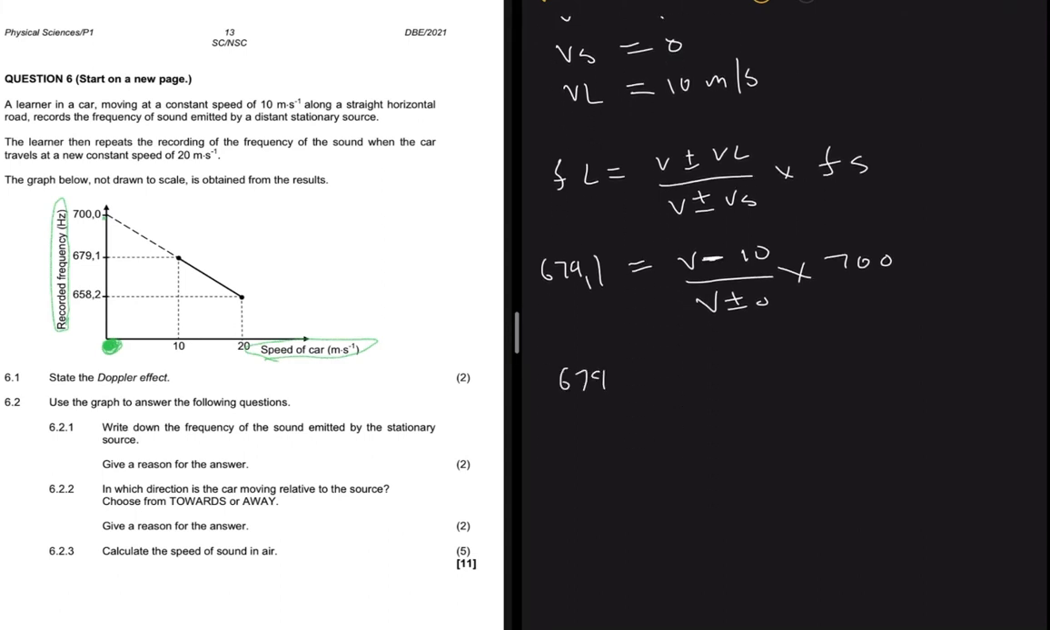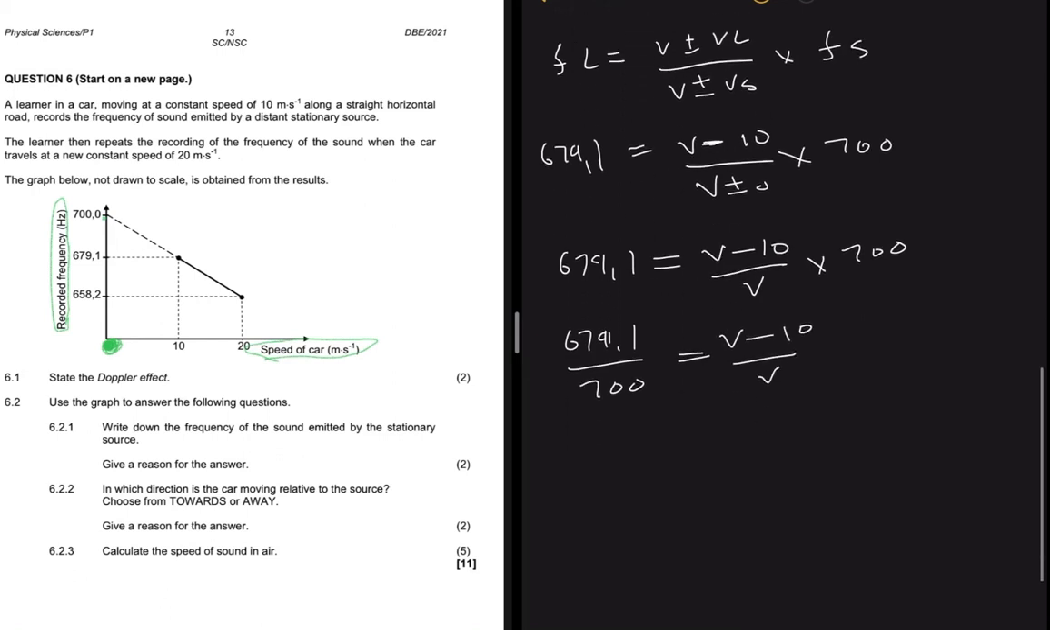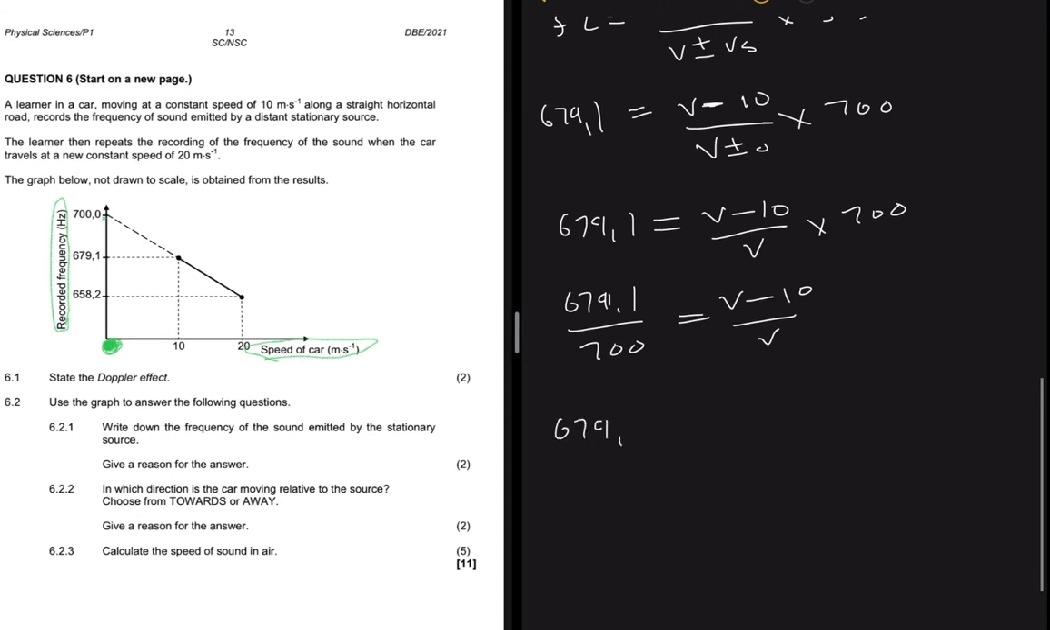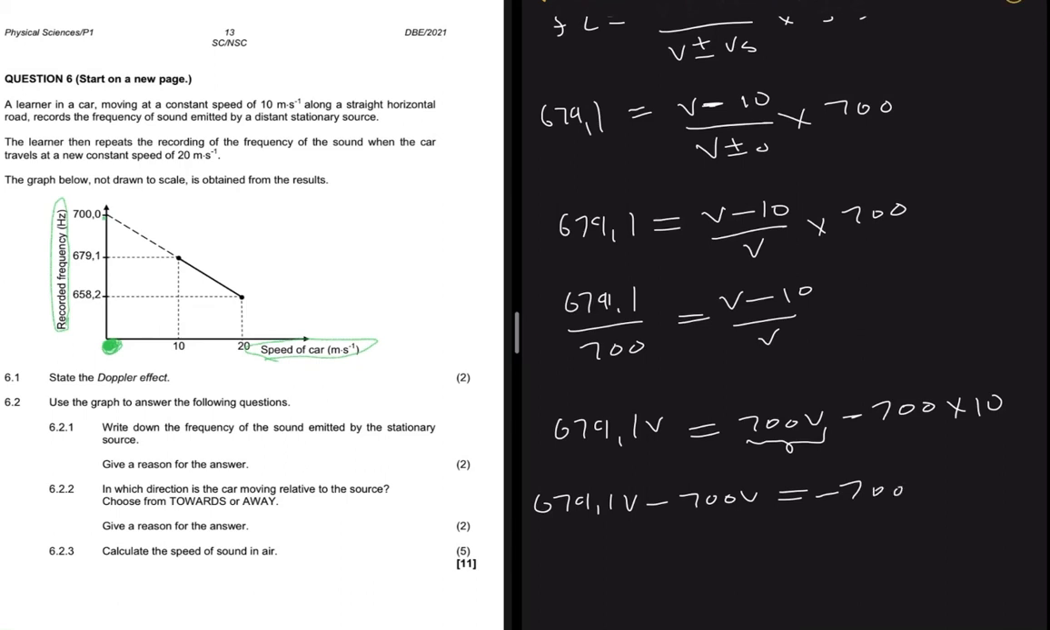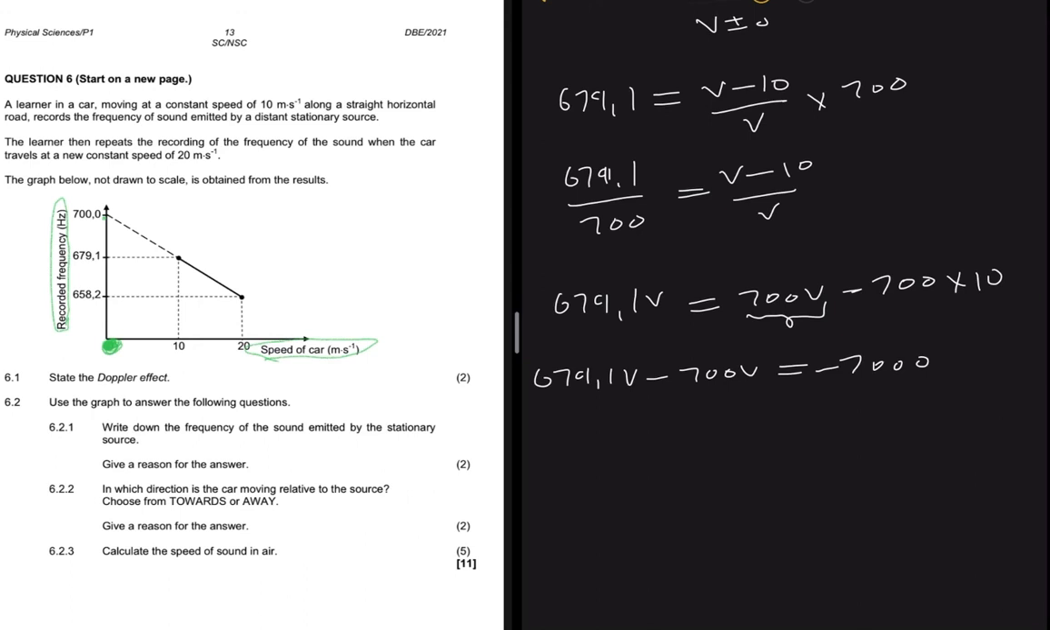If we write this nicely, we get 679.1 equals V minus 10 divided by V, multiplied by 700. If I divide both sides by 700, I will get 679.1 divided by 700 equals V minus 10 divided by V. Cross multiply, I get 679.1 V equals 700 V minus 700 multiplied by 10. Take this value to the left hand side. I get 679.1 V minus 700 V equals minus 7000, right? Yeah, there we have it.